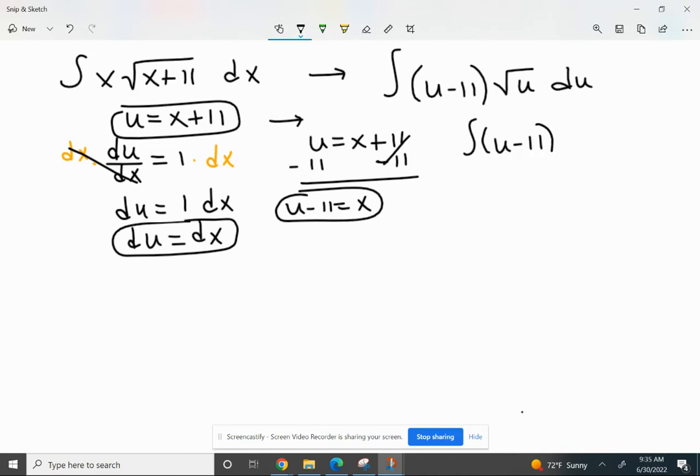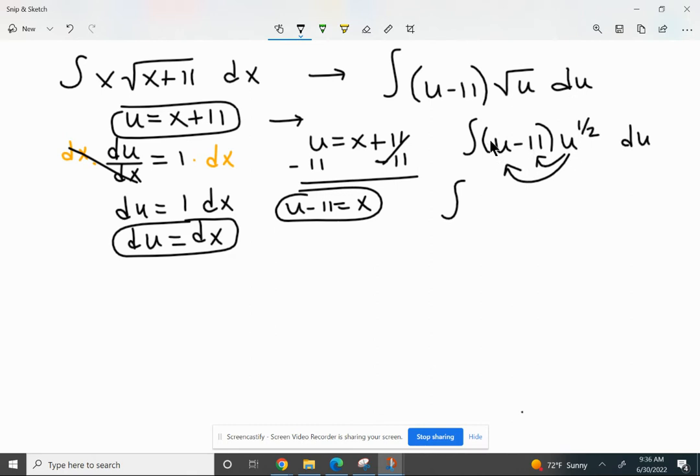If I want to find the integral of this, I would first change the square root of u to u to the 1/2. And I really want to get rid of those parentheses because I want to integrate this term by term. I don't need to have multiplication in it. I can't do it that way. So I need to distribute u to the 1/2 to u minus 11: u to the 1/2 times u, and then u to the 1/2 times negative 11.